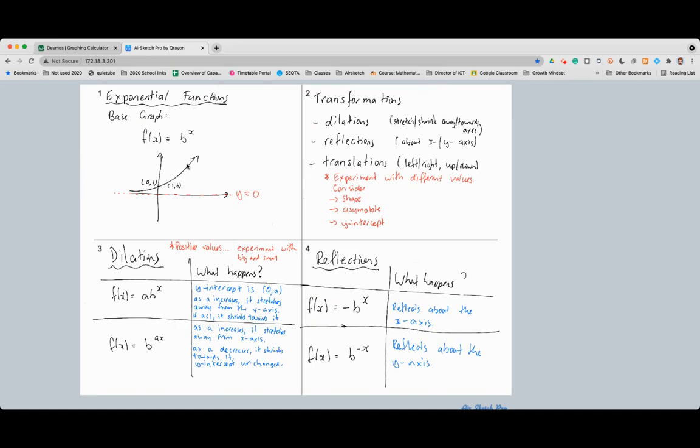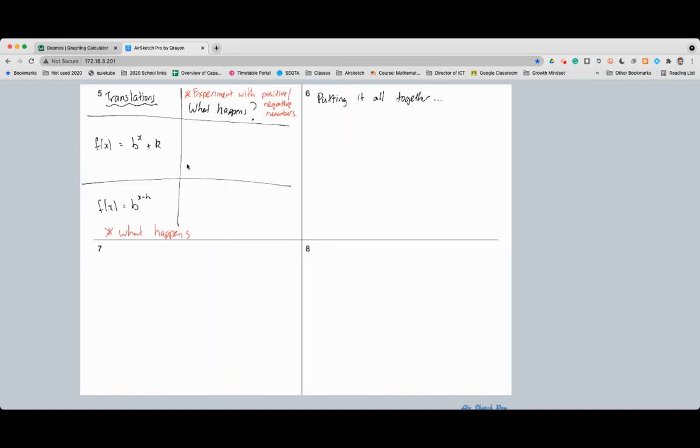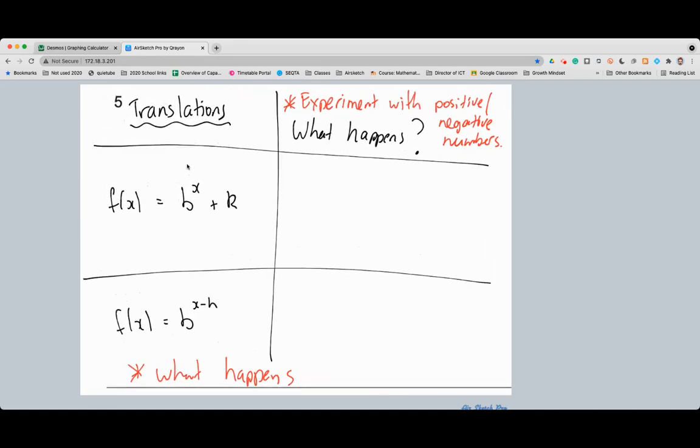The last one, or last set, so you can sort of see they pair up, they have very similar behaviors. It's just either up and down or left and right, really, either vertically or horizontally. So what about b to the power of x plus k? Siggy, what happened when you added a value to the end of b to the power of x?